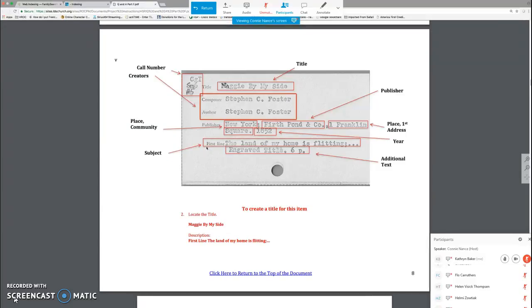In the description, they want us to type first line. You would type first line, the land of my home is flittering. So these cards are pretty easy.